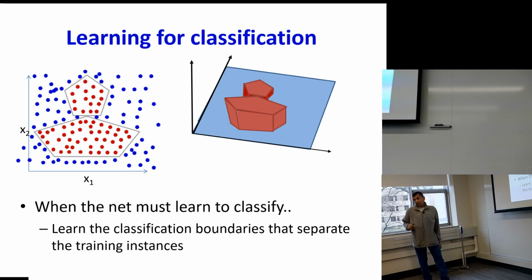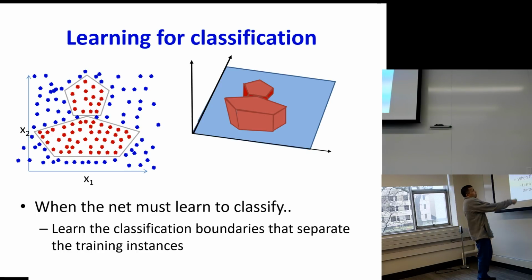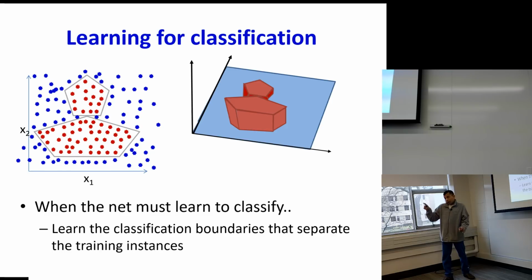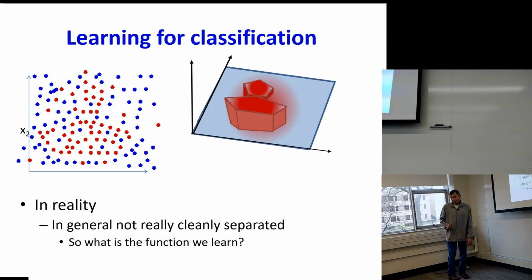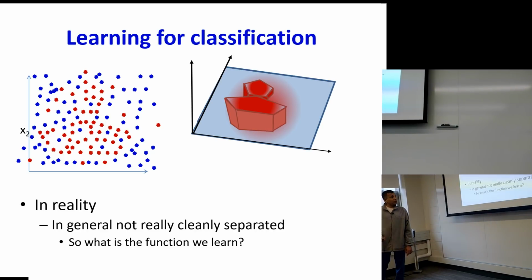But the objective here would be to learn boundaries of this kind, where you'd be given all of these red and blue dots, and the idea would be to try to find those gray lines that separate the red class from the blue class. In reality, what does happen is that the data are not going to be cleanly separated. So you're going to have blue dots inside the red region, and red dots inside the blue region.